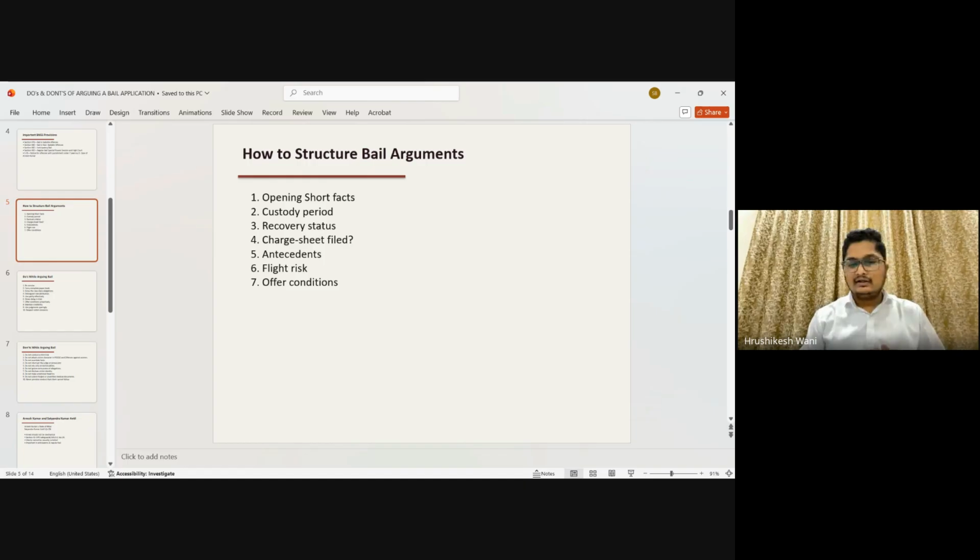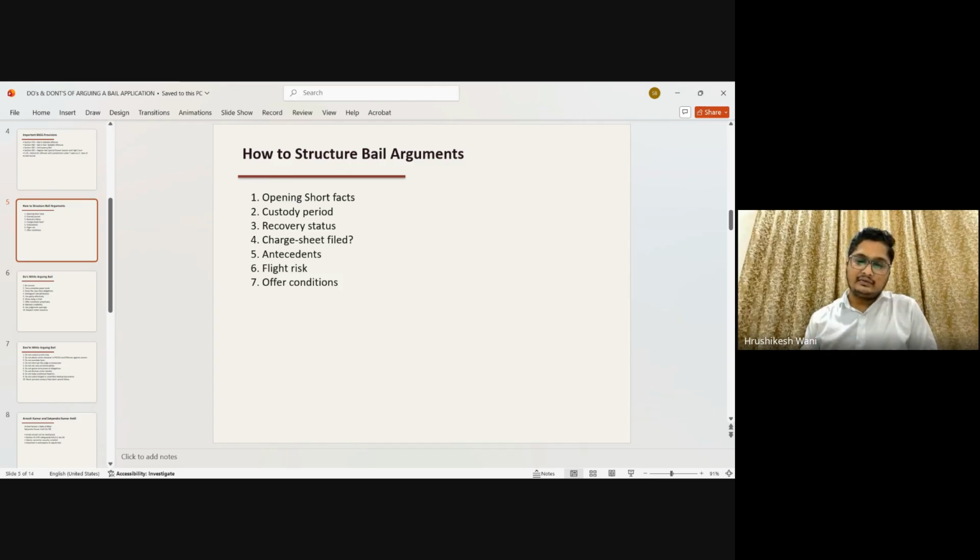So be humble while starting to argue. Start by saying, may I please, sir or madam, whoever is presiding officer. Many of you must be practicing before the High Court, so try and avoid addressing the judge as my lord, lordship, or ladyship. Try and keep it as "your honor" only, because trial court judges are not addressed as lordships or ladyships.